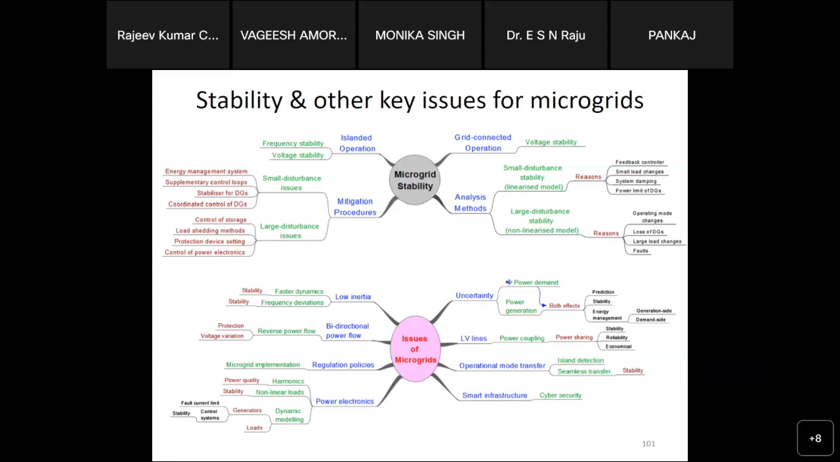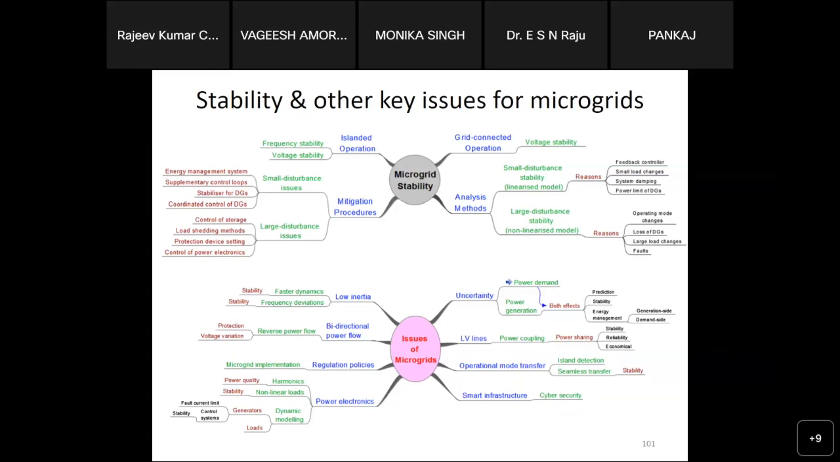And also we have to work on proper islanding detection, when we have to island the microgrid from the main grid, when we have to go for the mode transfer from grid mode to islanding mode and islanding mode to grid mode. When we are moving towards smart infrastructure, then we have to go with cyber security for the smart devices.